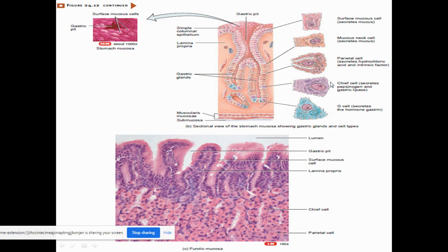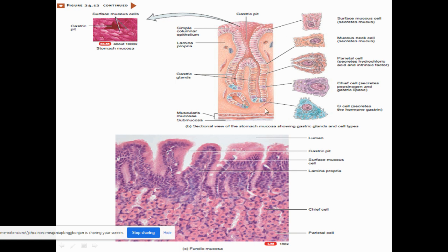These are called the chief cells. They secrete pepsinogen and gastric lipase. These are the two enzymes secreted by the gastric gland, by the cell called the chief cell. So the chief cell secretes pepsinogen and gastric lipase.